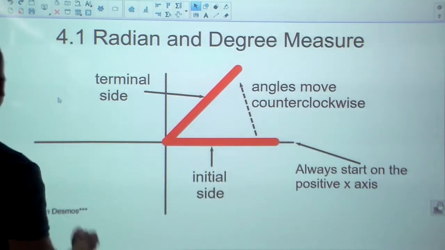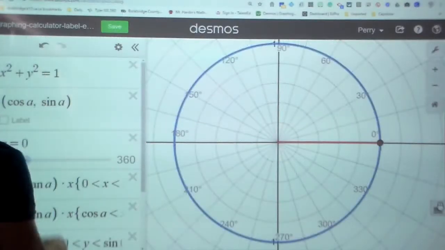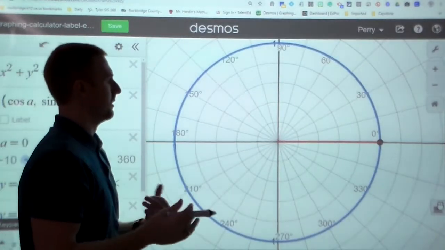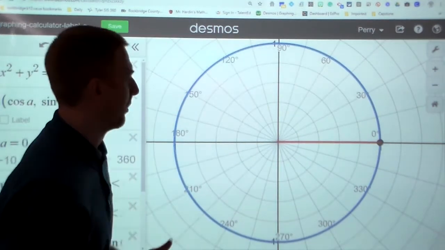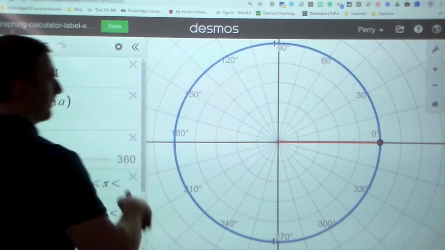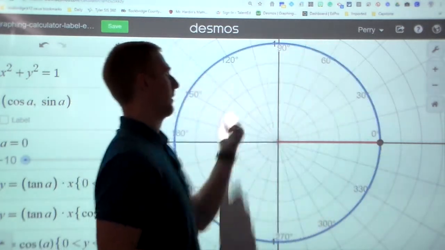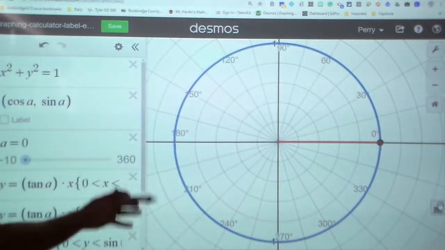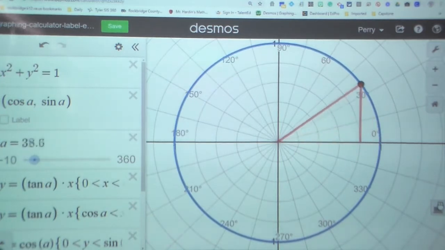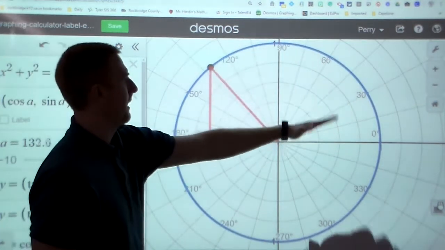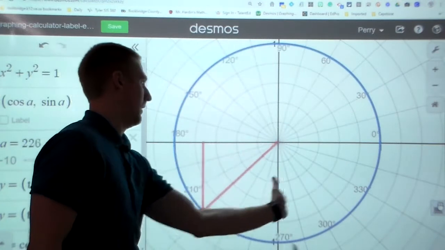And just to illustrate this, we use this one a lot throughout the year, but here's a Desmos illustration. As we go throughout the unit, this will become more clear as to why you start at the positive x-axis and why you go counterclockwise. But trust me, everything's set up mathematically the way it's supposed to be, and when I hit play here, you see that your angle started at the positive x-axis, and it's definitely going counterclockwise around.